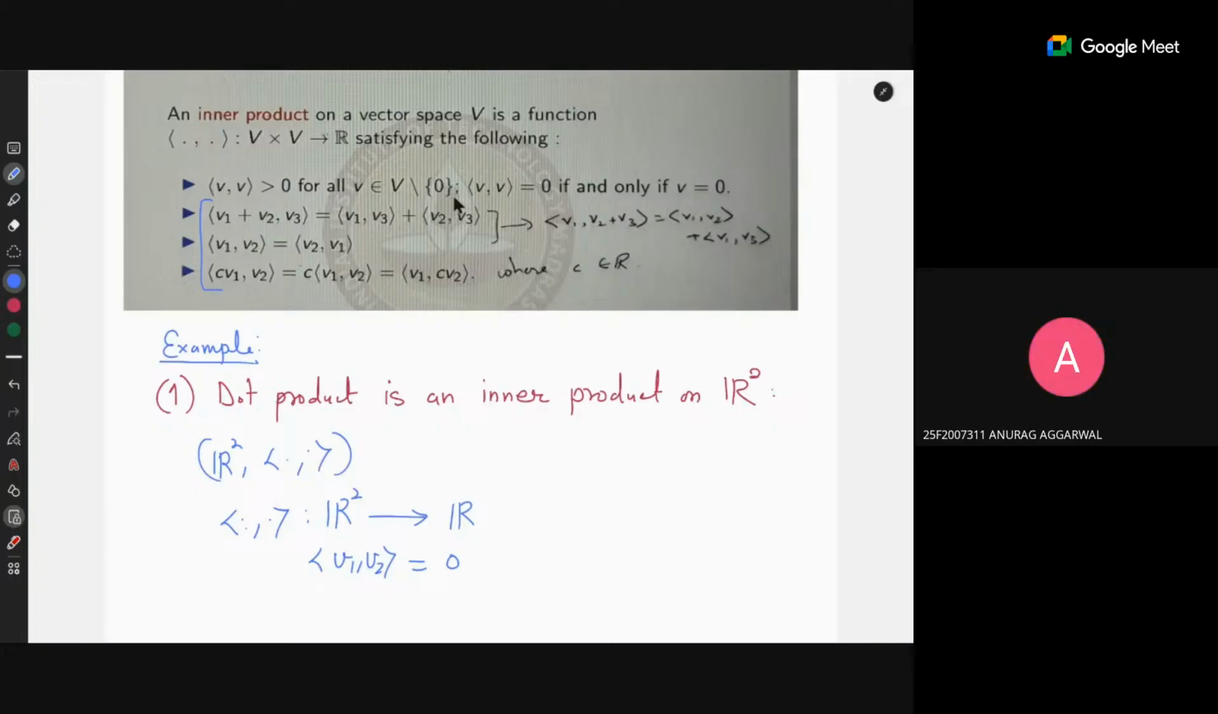Yes, so clear, sir. But can we have an example on some vector space other than Rn? You can take M2 cross 2 also. Define the same thing. Okay, sir.